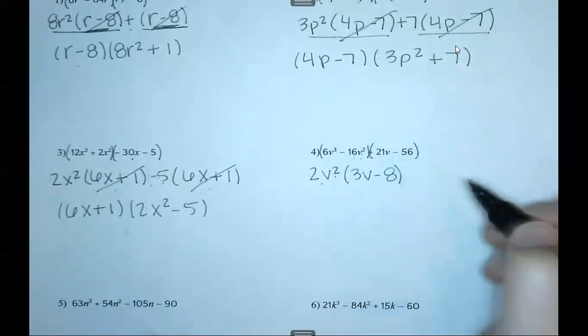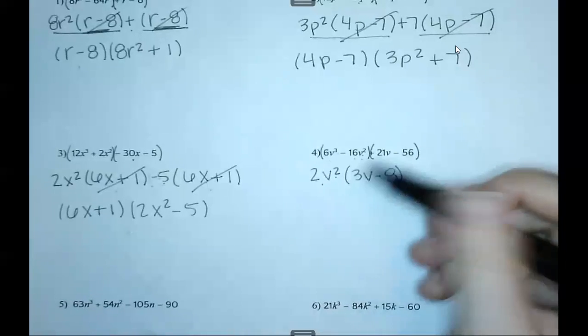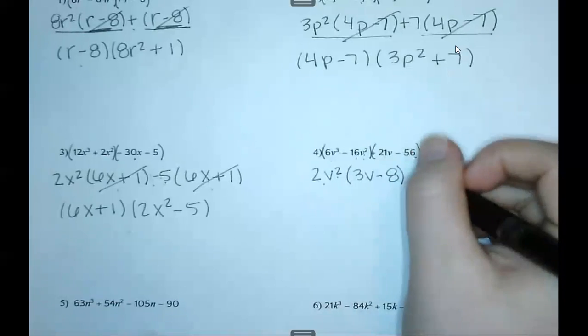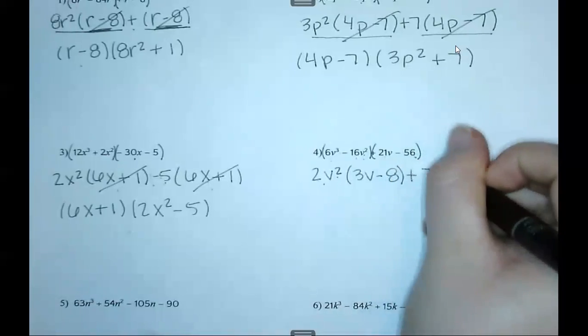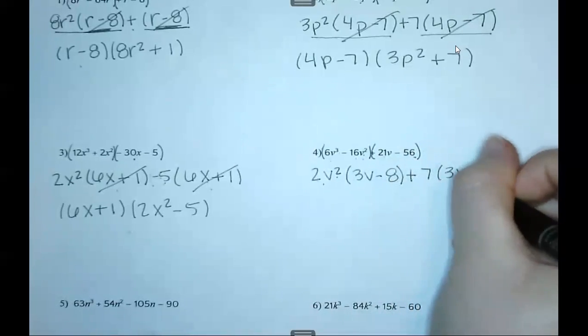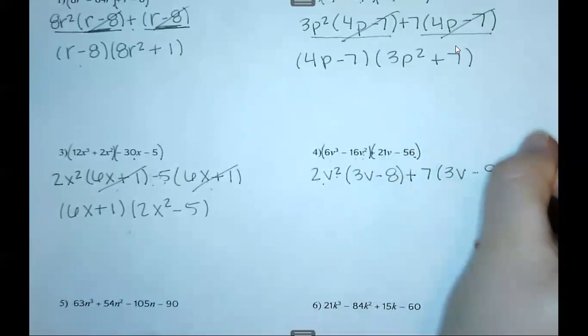All right, next set, 21v minus 56. So I'm looking for a number that both 21 and 56 are divisible by. Well, my factors that I might be thinking of for 21 would be 7 and 3. So 7 bigger. 7 will go into 21, and it will also go into 56. So we're going to pull out a positive 7. All right. So 21 divided by 7 is 3, and it has a v with it. And negative 56 divided by 7 is negative 8.